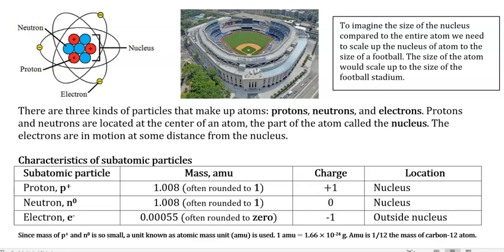Electrons are located outside the nucleus, and let's pay attention to their mass. As you can see, it's a very small number compared to the mass of one proton or the mass of one neutron, and that's why it's often rounded to 0. It has mass because an electron is a part of matter, but it's rounded to 0 only because it's too small compared to the mass of a neutron and proton.